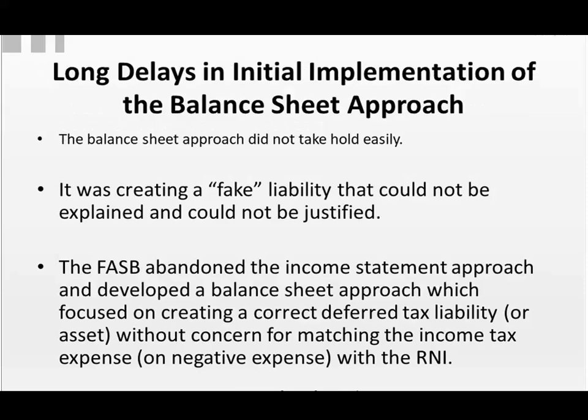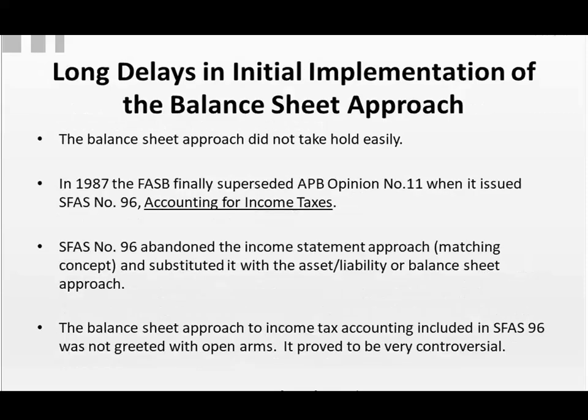All right. So if you look at the next slide, the balance sheet approach, it didn't take hold very easily. A lot of people fought it. As you know, most people don't like change. So there's always a fight when there's a significant change. When we switched from income statement approach to balance sheet approach, there was a lot of opposition. So in '87, they issued FASB 96, accounting for income taxes, that superseded the old APB opinion number 11, where the problem was created. And 96, of course, abandoned the income statement approach and substituted it with the balance sheet or asset liability approach, all right?